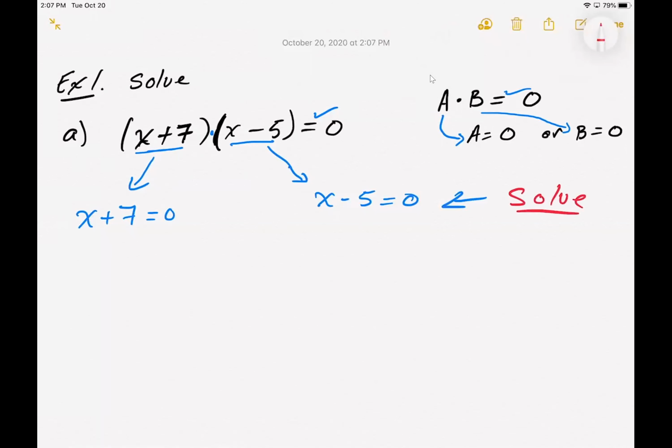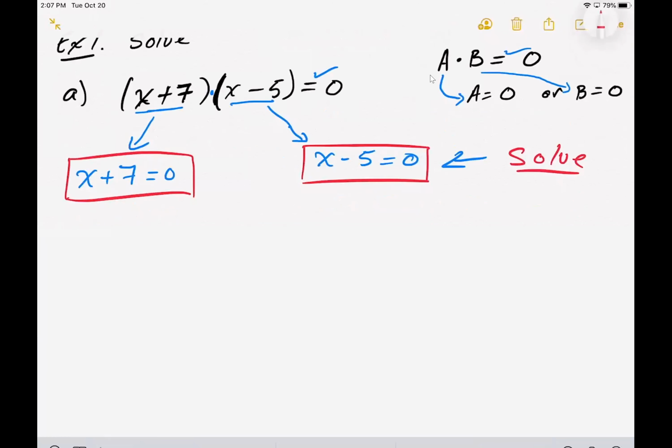How do we solve for this item? And how do we solve for this item? Do you agree that for x plus 7, to solve for x, I need to get rid of 7? And to get rid of 7, I need to subtract 7. If I subtract 7, 0 minus 7 gives me negative 7. And again, solving is nothing new.